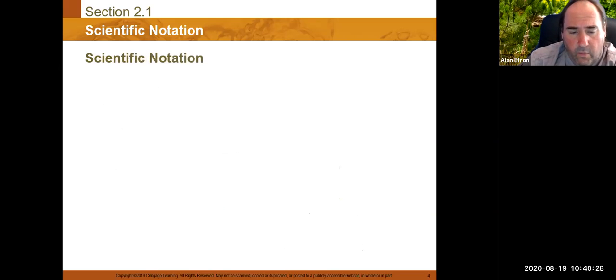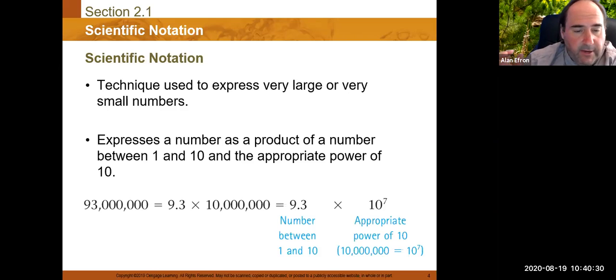Now, one way that we often express numbers, and in chemistry we have very large numbers and very small numbers, is through a process known as scientific notation, which is a very common way that we do that. In general, scientific notation has a formula of N times 10 to the n. And N here is a number between 1 and 10.